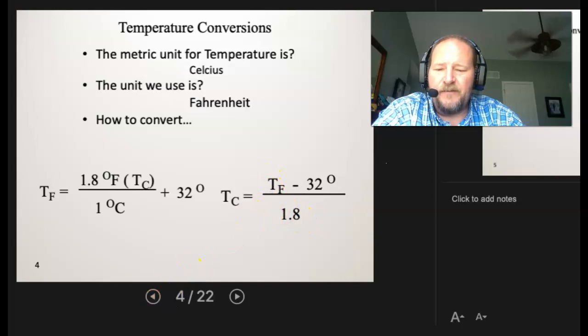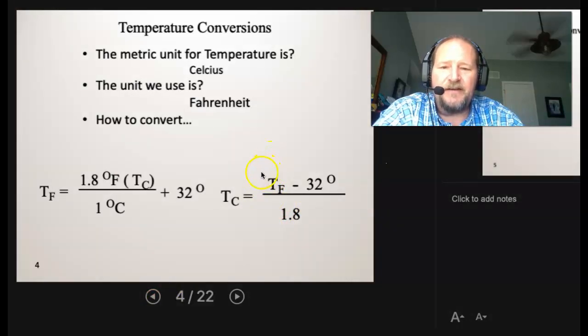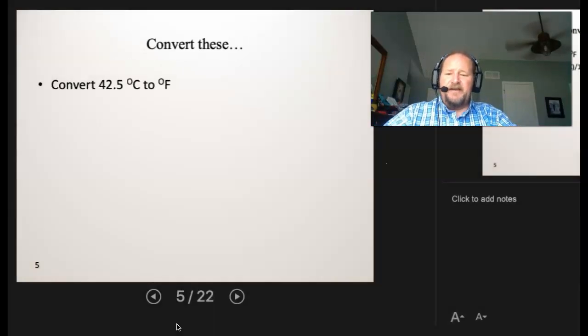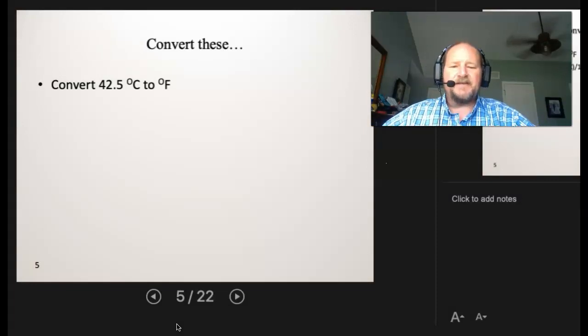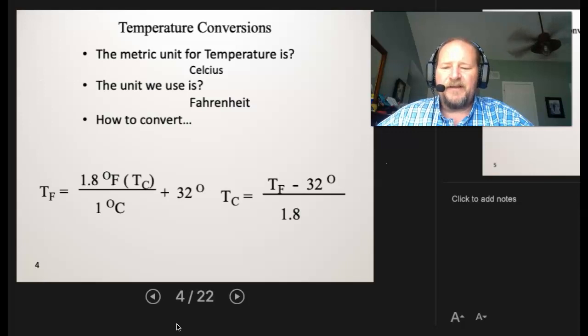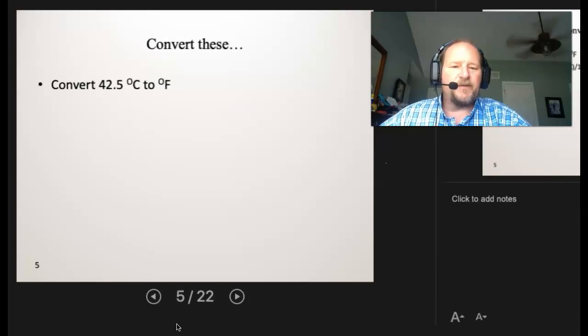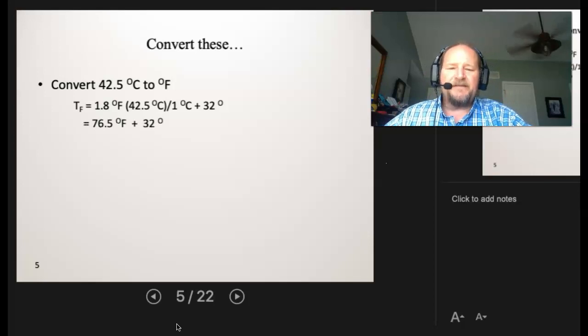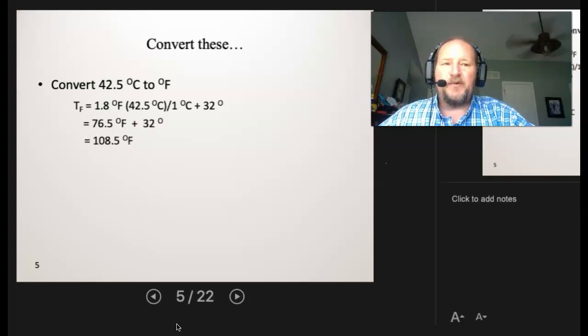And for this one, we want to make sure that we're following our order of operations in math. This should be in parentheses. That way you're doing the subtraction first and then dividing by 1.8. All right, so let's do some conversions together. I want to convert 42.5 degrees Celsius to Fahrenheit. So I'm going to go back to the previous slide, grab that formula, and simply plug and chug. I'm going to take 1.8 times 42.5, and then add 32 degrees to it. So I get 76.5 plus the 32 gives me 108.5.